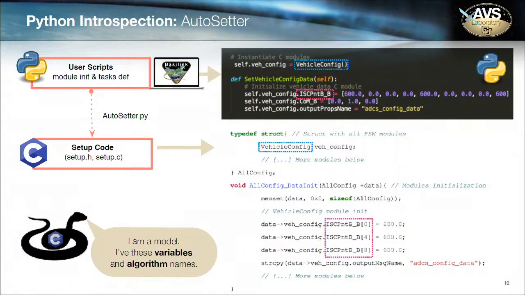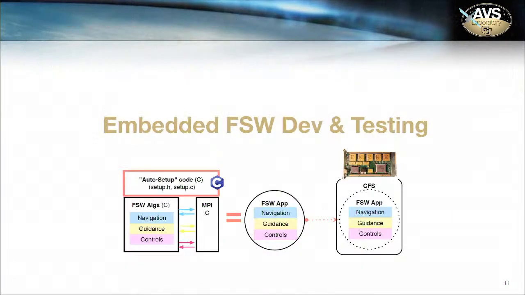So the beauty of the autosetter is that it's very simple, but it's very powerful because it enables rapid iteration of the flight configuration back and forth between desktop and embedded environments. So it's really a time saver. Now we have seen that this setup code plus the modified flight algorithms conform a pure C flight software application, which we can then integrate into CFS and perform embedded testing.